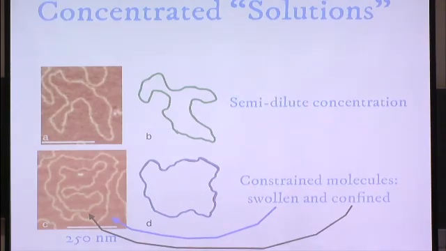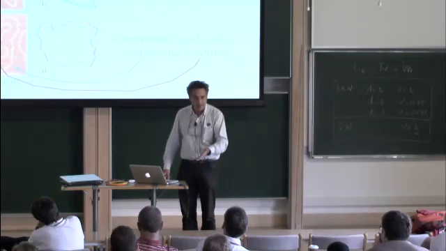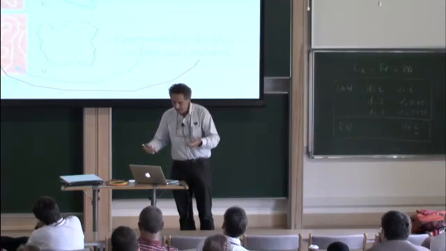This is what we call the semi-dilute case, which is well known in polymer physics. And this is the case where we have a constrained molecule, in one case swollen by the inner pressure of the one that is inside, and the confined one, which feels the pressure of the other outside. And then we can analyze this again. We can take end-to-end distance, directional correlation functions, and study these molecules and see how they behave.